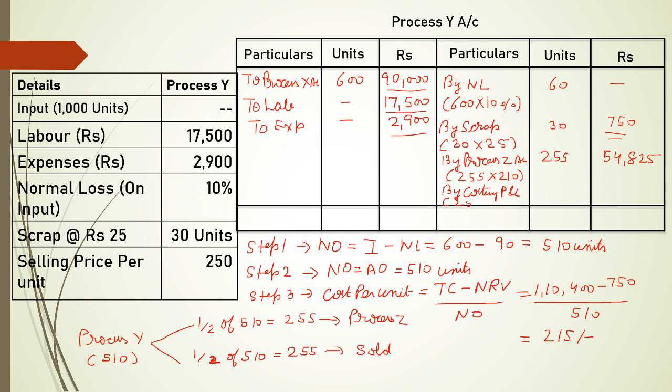The number of units is 255 and the cost per unit is 210. Sorry, 215 is our cost per unit. So in units 255 and in amount 54,825. On the debit side our total units are 600 and amount 1,10,400. The same amount on the credit side because there is no balancing value. Now these 255 units at the price of 215 are transferred to process Z for further processing, and the balance units are sold out through the costing P&L account.